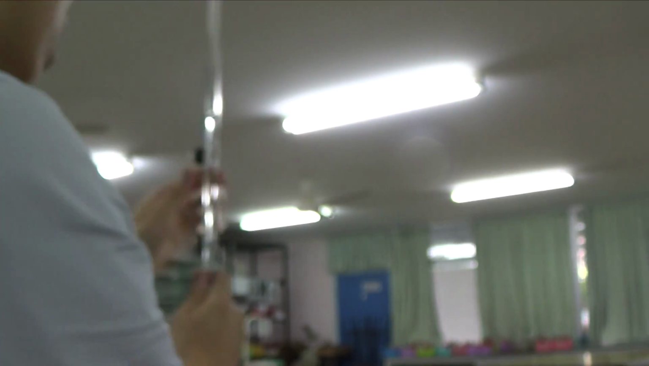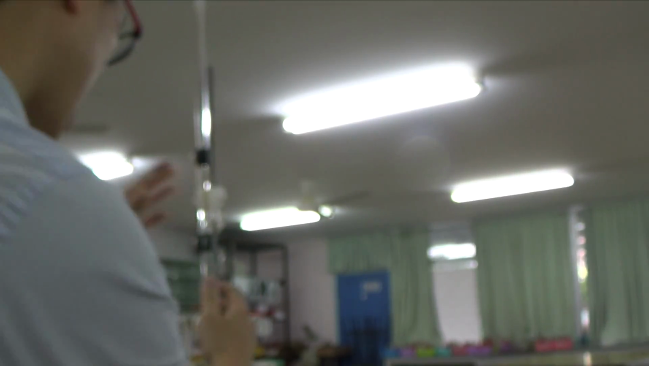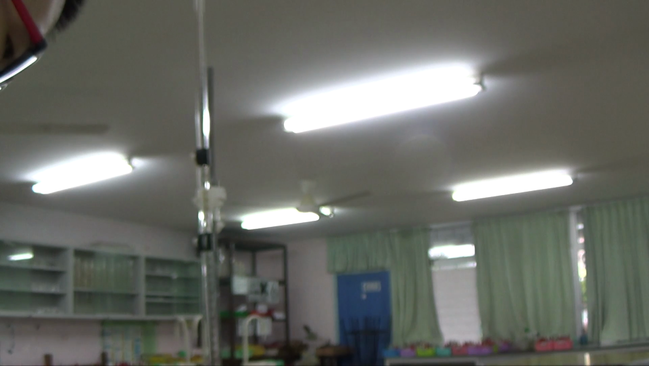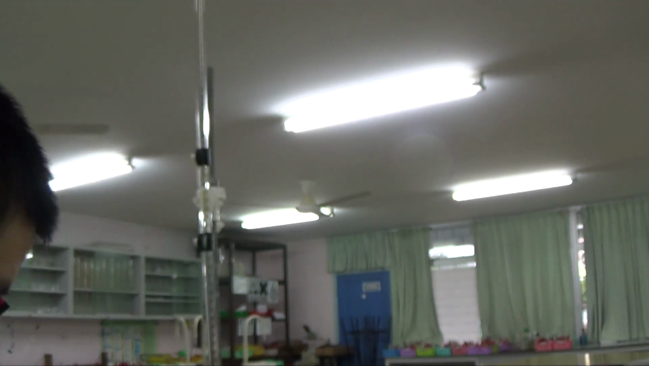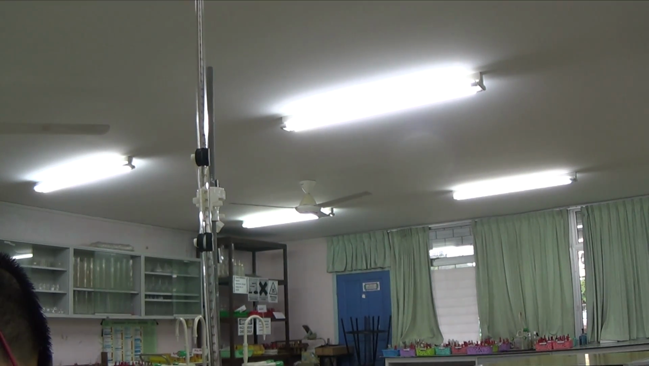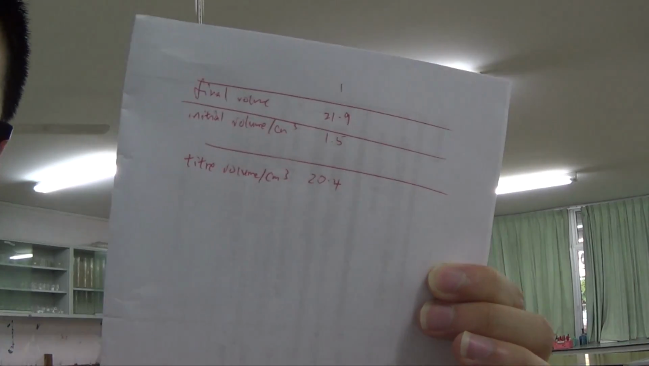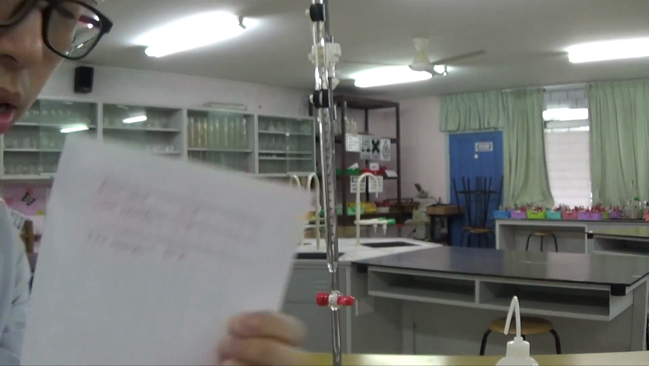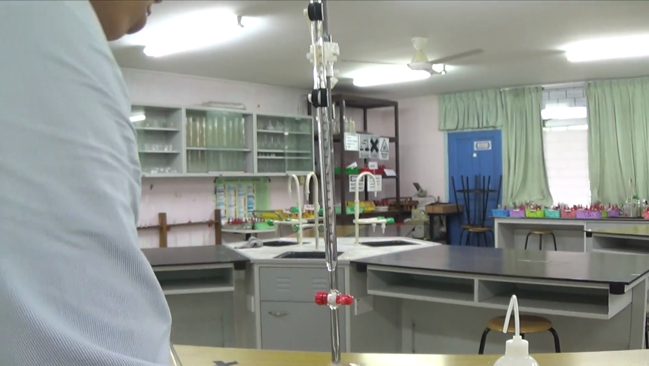So this is my rough titration. I think 21.9, so what was that? 21.9 final volume minus 1.5 initial volume. I get 20.4. This is my titre volume. So that's my titre volume. So this is my rough titration, right? So I think we're ready to get on with the second titration.